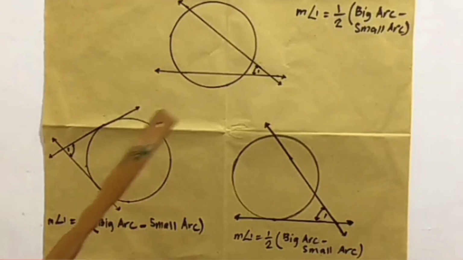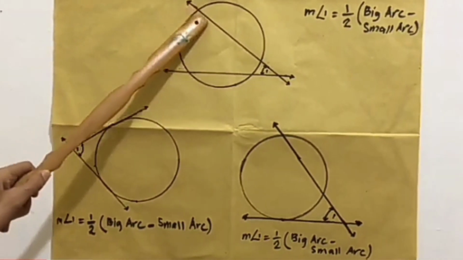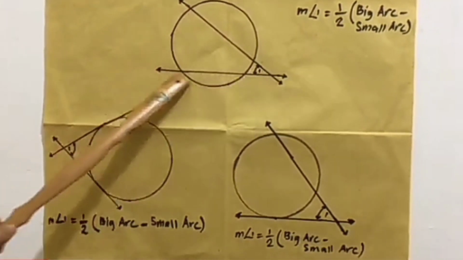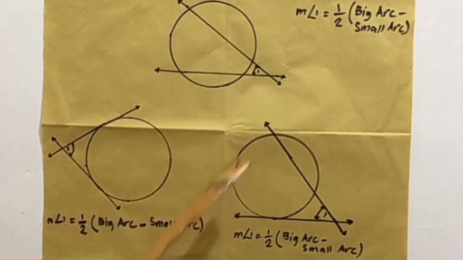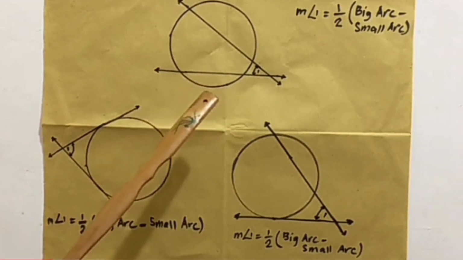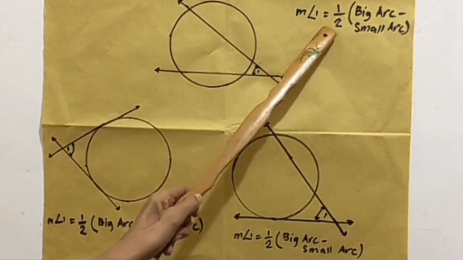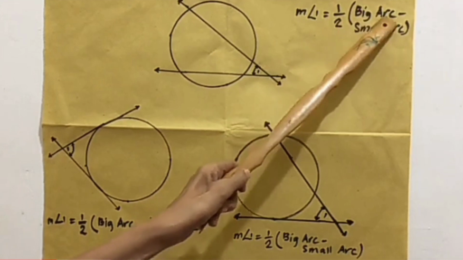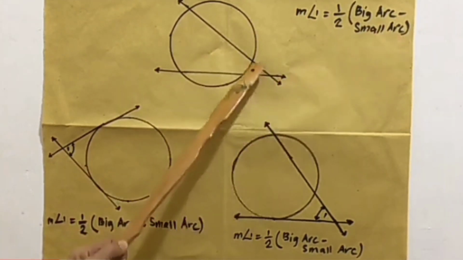And the next figure is the circle and the secant lines intersecting each other and forming an angle outside of the circle, this angle 1 here. To get the measure of angle 1, we have the formula: measure of angle 1 equals 1/2 of the big arc minus the small arc.